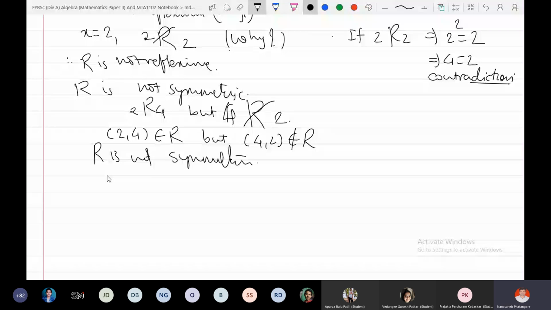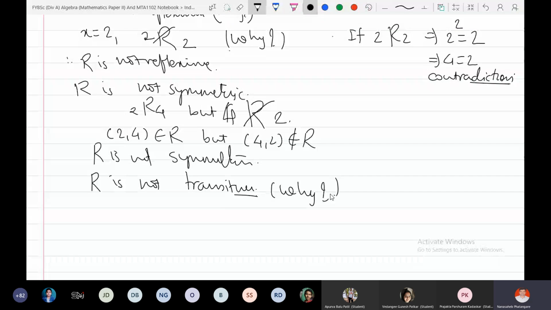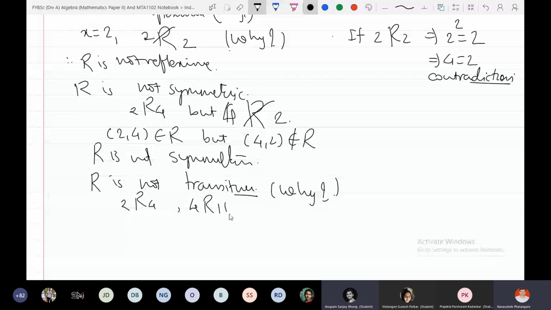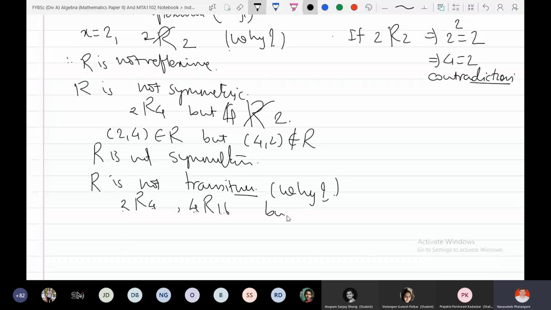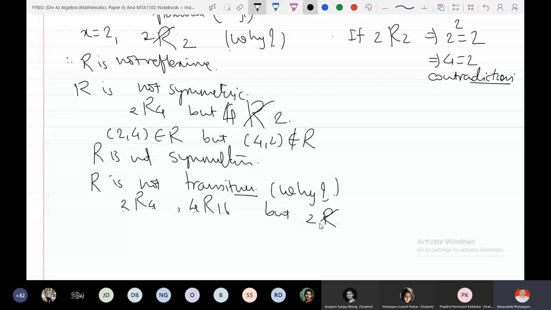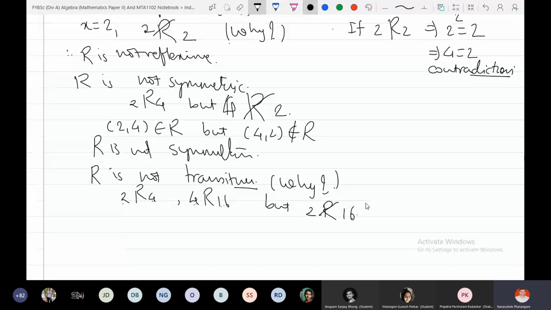Similarly, it is not transitive also. R is not transitive. What is the evidence? 2 is related to 4 and 4 is related to 16, but 2 is not related to 16. So 2 is related to 4 because 2 square is equal to 4. 4 is related to 16 because 4 square is equal to 16. But 2 is not related with 16 because 2 square is not equal to 16. Right. So that you can understand.